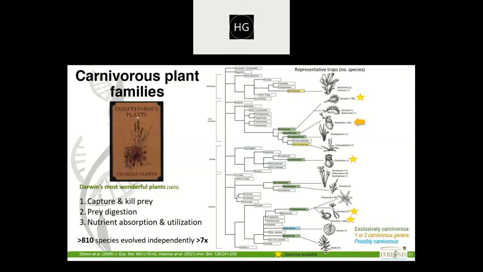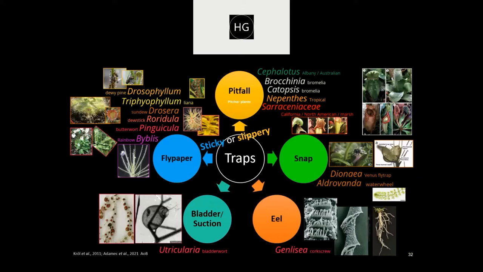There are actually over 800 species that independently evolved this characteristic over 7 times. And they have different kinds of traps. Some of them are active, like for example this one you see. This one is not so active, more like a mechanical way, and this one also is actually all because of biomechanics itself, rather than actively moving like a human.